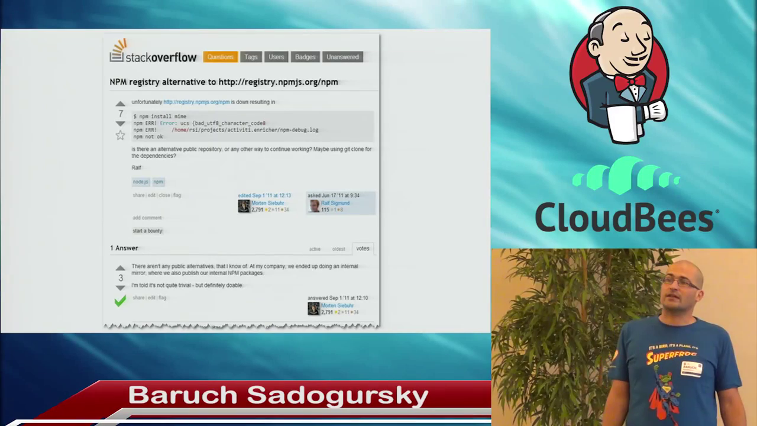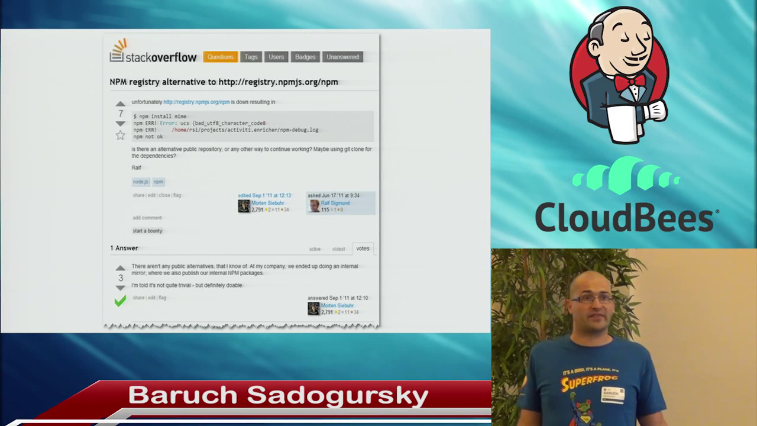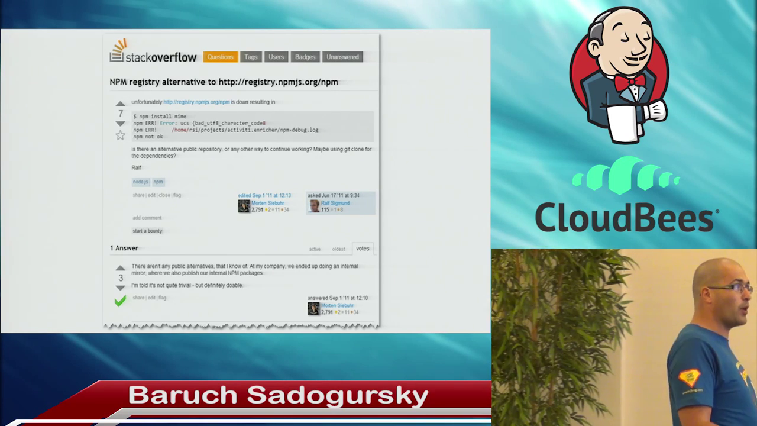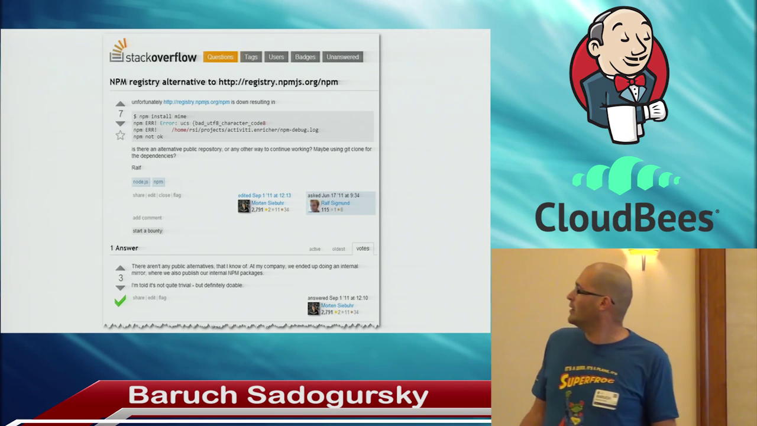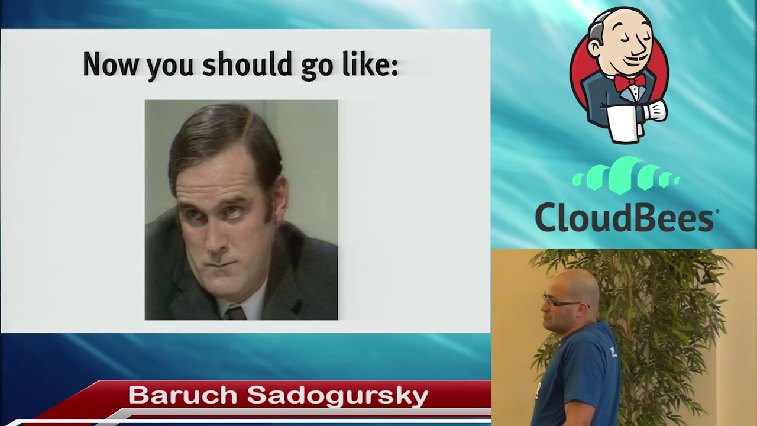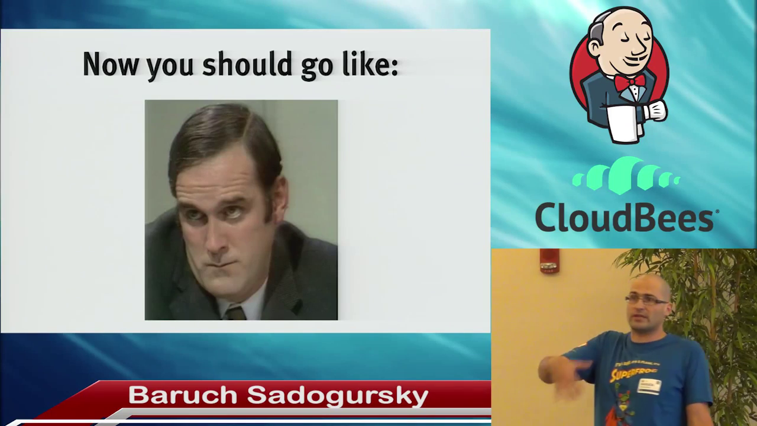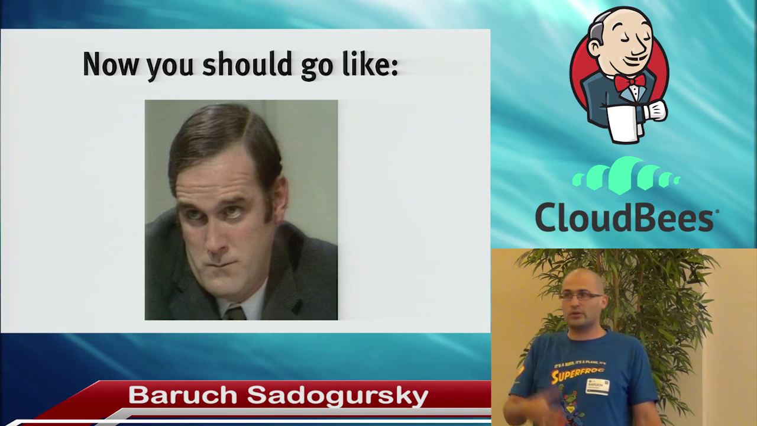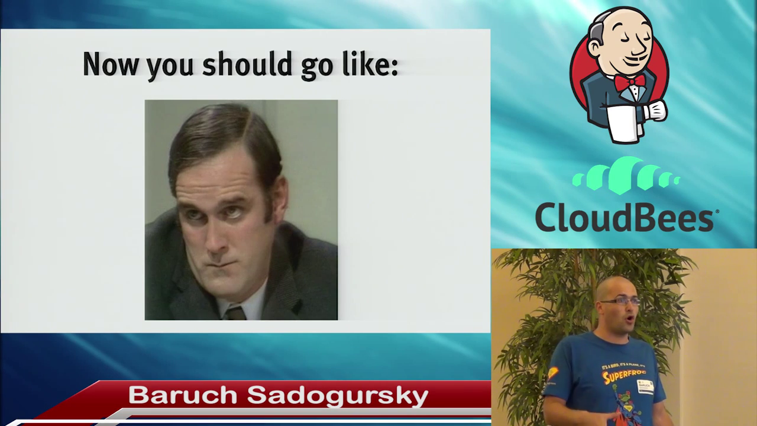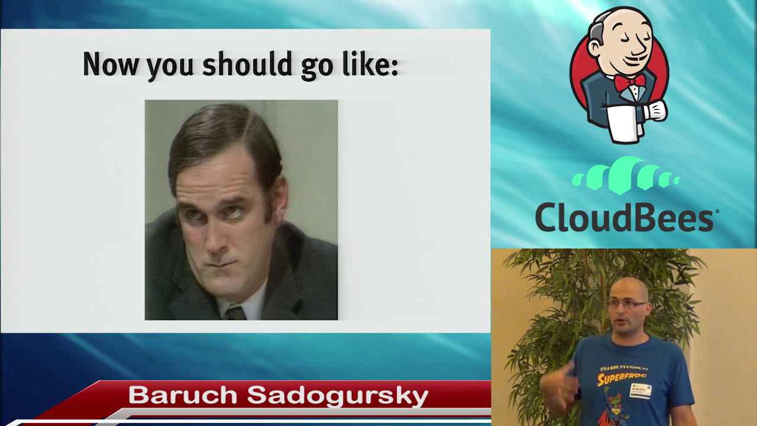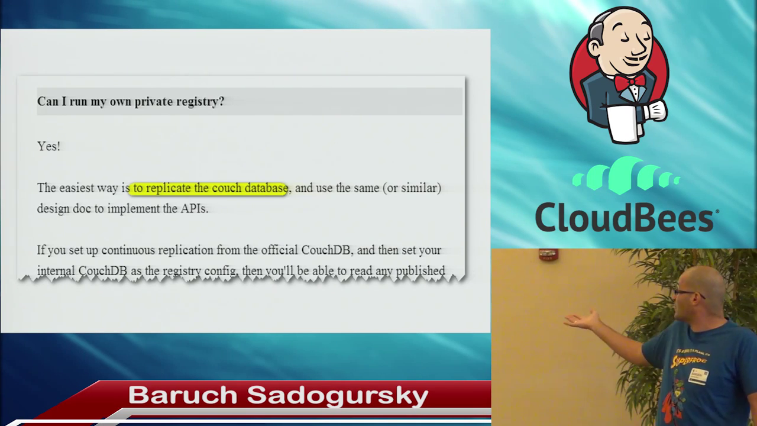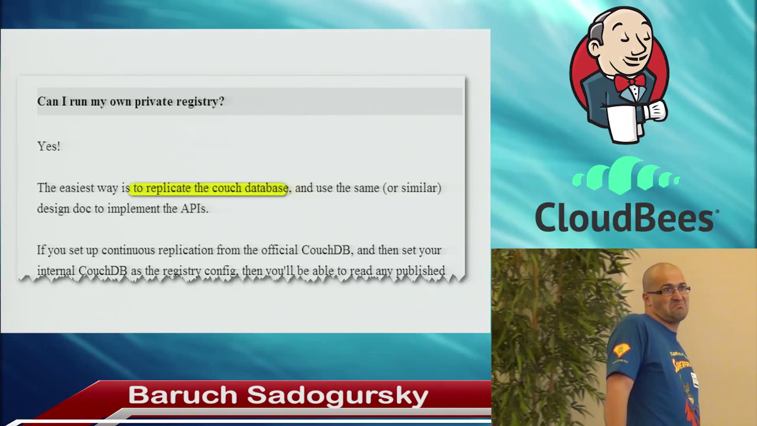And now people started asking about alternatives. Okay, so now what can I do? I have it once, I have it twice. Now I need to decide what I can do about it. You know what you can do? You go to the same frequently asked questions page and you discover that you can run your own instance of the npm registry on your machine. How do you do it? Very simple. All you need to do is replicate their CouchDB database.